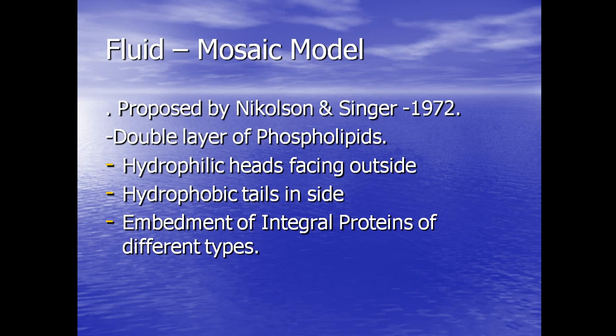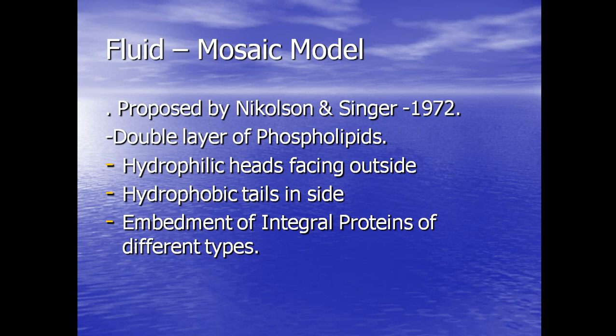So that's why the model that has been proposed by Nicholson and Singer in 1972 is known as the fluid mosaic model. And this is the only model which satisfactorily explains the selective permeability and all other functions of this plasma membrane.